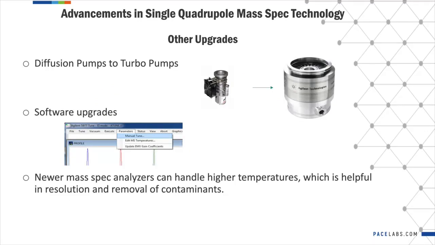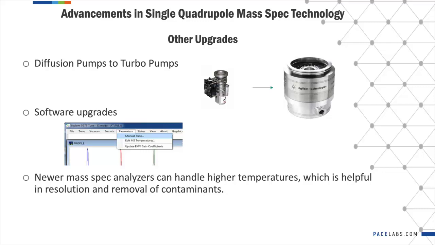Mass specs have also been upgraded in other significant ways. They have gone from using diffusion pumps to turbo pumps to pump down the mass spec chamber. Older diffusion pumps required oil changes and much longer times for heating and cooling. A turbo pump also seals the mass spec chamber better with less contamination, and turbo pumps are also more robust. They last longer and require less maintenance.